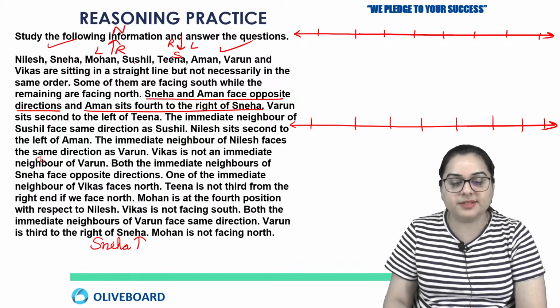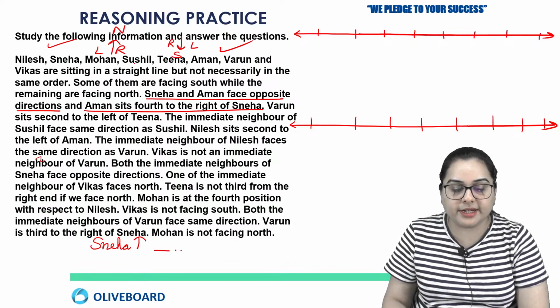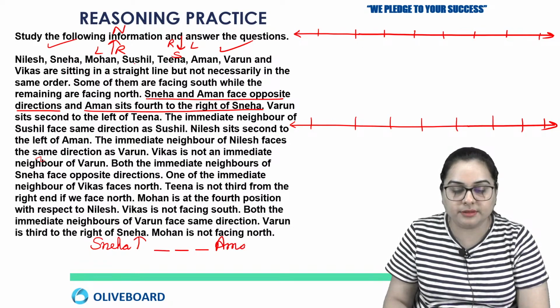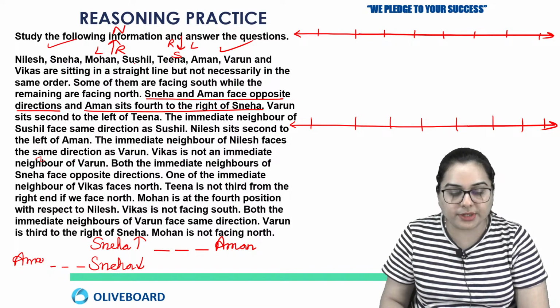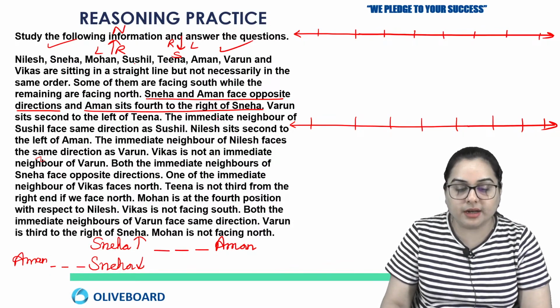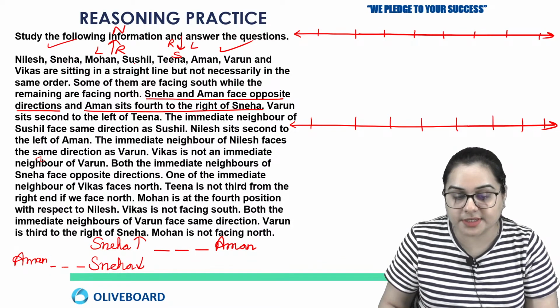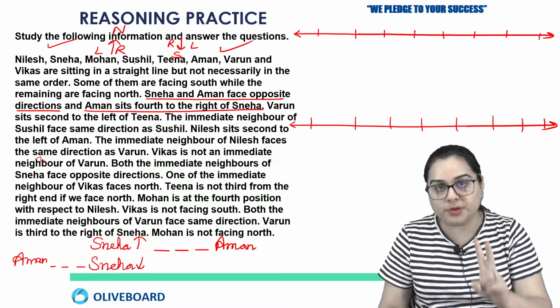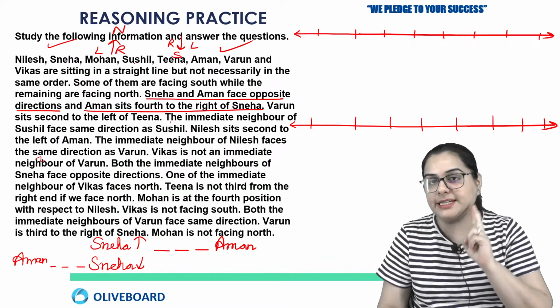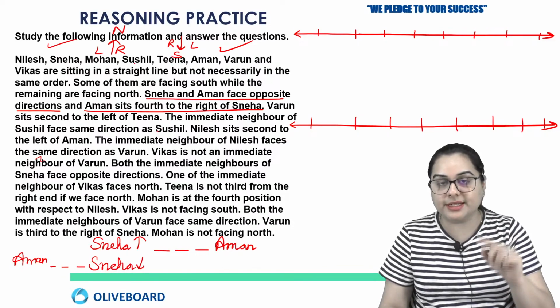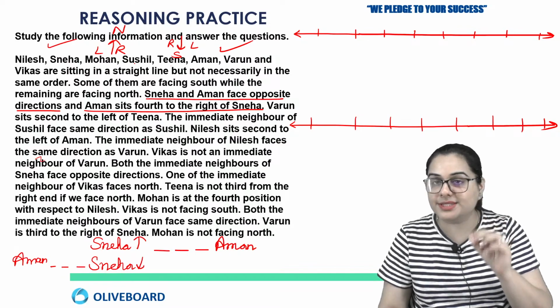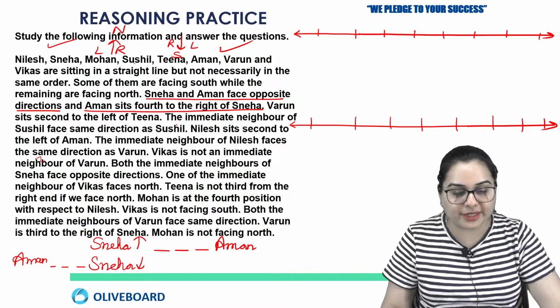If Sneha is facing north, Aman sits fourth to the right of Sneha. Right of Sneha means here I'm going to write Aman. In the other case, if Sneha is facing south, then Aman is fourth to the right of Sneha, so here I'm going to write Aman. This makes two possibilities considering whether Sneha is facing north or south. We are not going to pick the next line; we have to pick some line which is connected with Sneha and Aman. So I can find that.